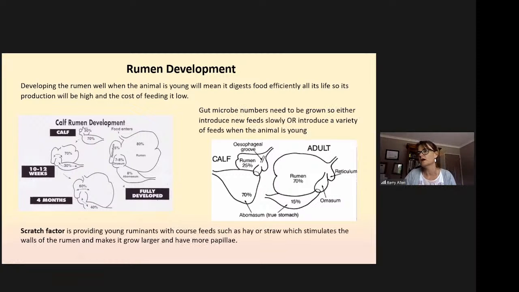Okay, so to stimulate ruminant stomachs, the rumen's development, you need the scratch factor. So that's just providing you there with a bit of background. I'll keep going and you can stop the video and just read that through.